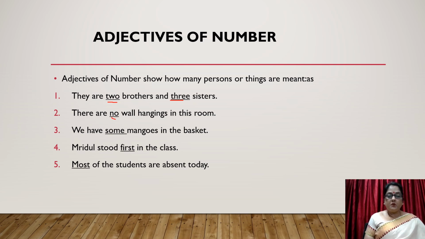We have some mangoes in the basket. How many? Some. So we have to ask a question, how many? Mridul stood first in the class. First. Number. Most of the students are absent today. How many? Most. So these are adjectives of number. Number is there. Direct or indirect.